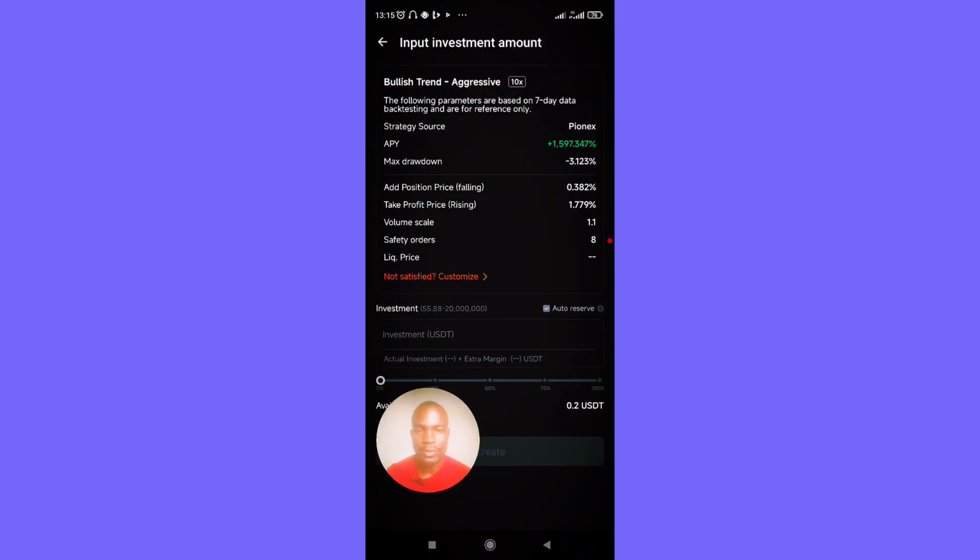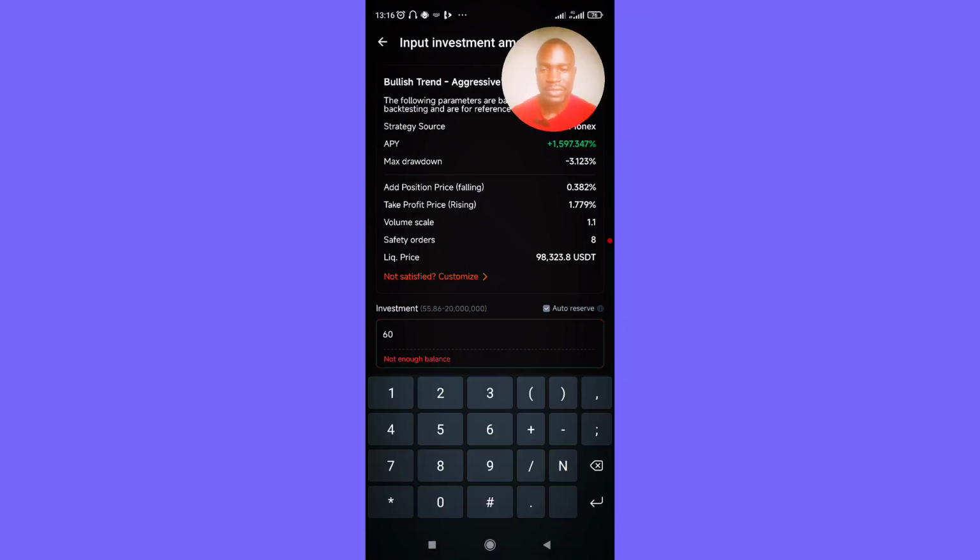The APY is 1597%, then the max drawdown is 3%. Then this bot will be adding position when the price falls 0.382%, and then we'll be getting our profit, or it will be selling our Bitcoin in order to give us the USDT profits when the market rises by 1.779%. The volume scale is 1.1, the safety orders are 8. Let's put an arbitrary amount here as our investment amount, which is USDT. When we use 60 USDT, we can see our liquidation price will be 98.3k.